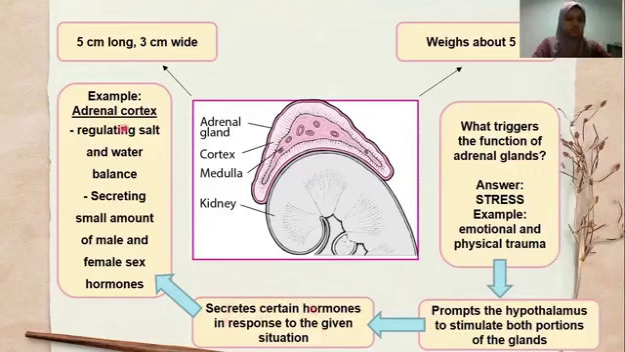For example, the adrenal cortex functions to regulate salt and water balance and secrete small amounts of male and female sex hormones. So the next presentation will focus on the functions of adrenal cortex, adrenal medulla, and the diseases related to the adrenal glands. So that is all from me.